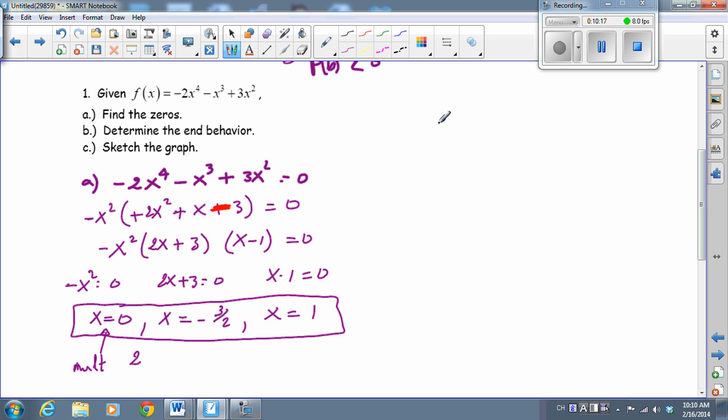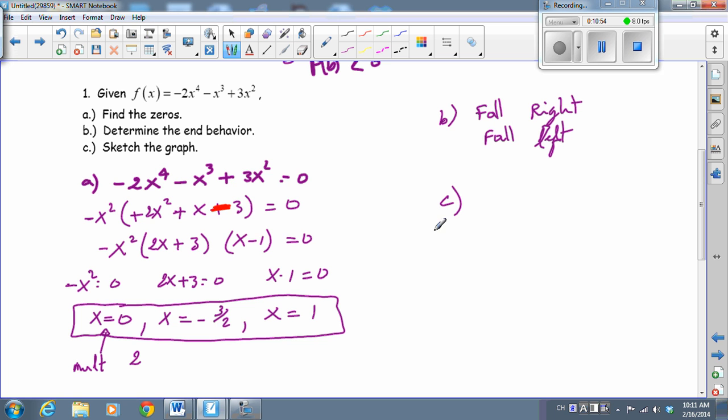Alright, let's do B. For B, I need to determine the end behavior. Well, I have the leading coefficient is negative. With a leading coefficient negative, I know it will fall right. Now, the power degree is even. It means that it will also fall left. Even power will copy the top. So, fall left, fall right.